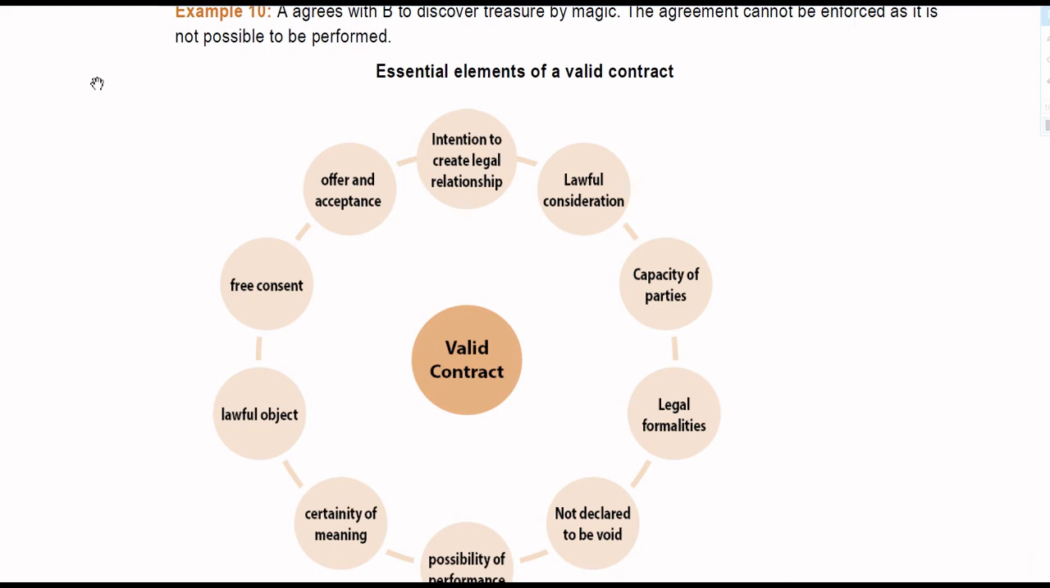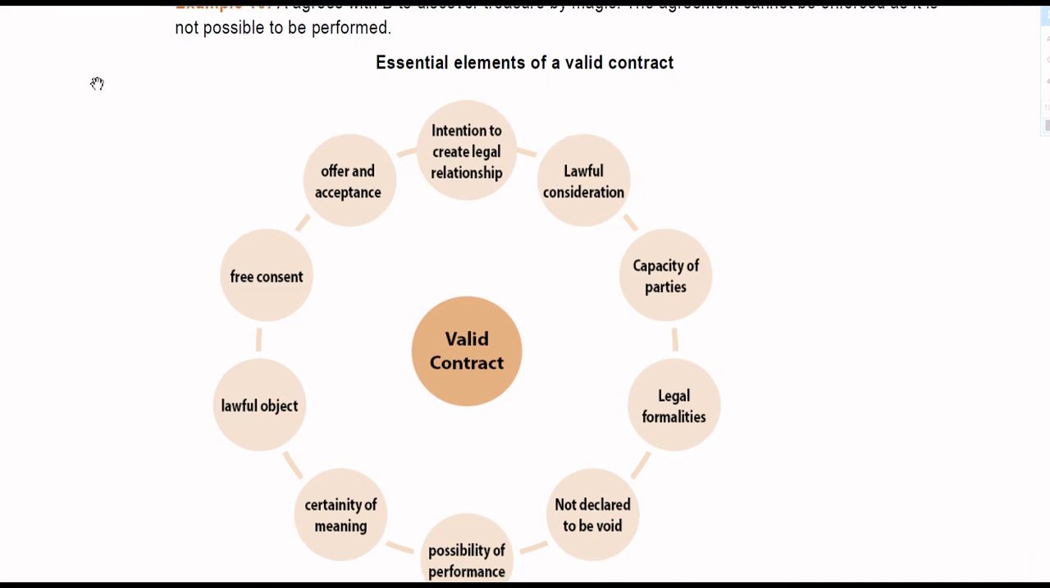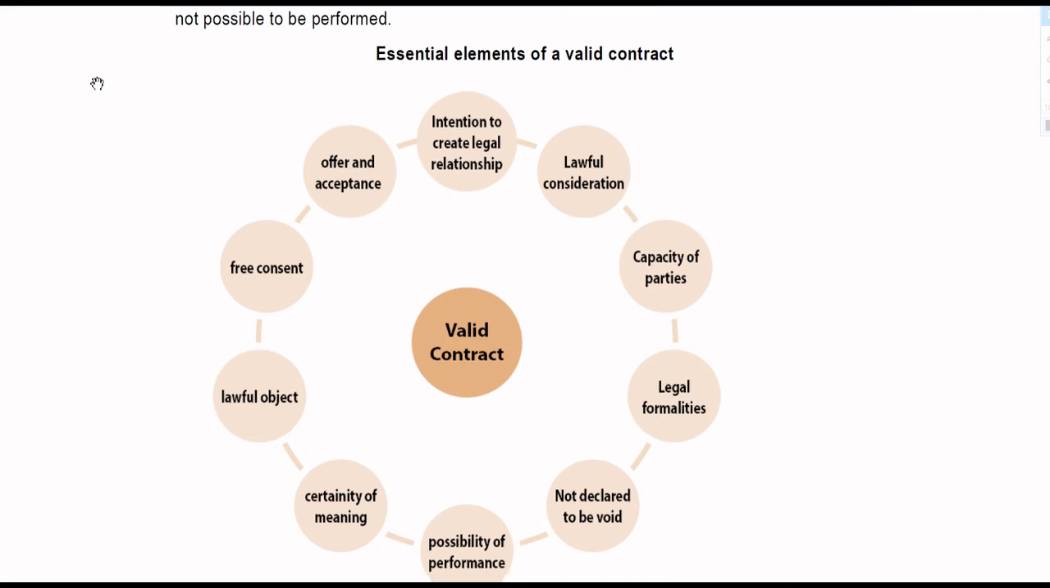First is intention to create legal relationship. Second, lawful consideration. Third, capacity of parties. Fourth, legal formalities. Fifth, not declared to be void. Sixth, possibility of performance. Seventh, certainty of meaning. Eighth, lawful object. Ninth, free consent. Tenth, offer and acceptance.